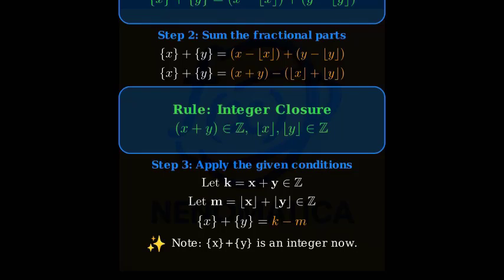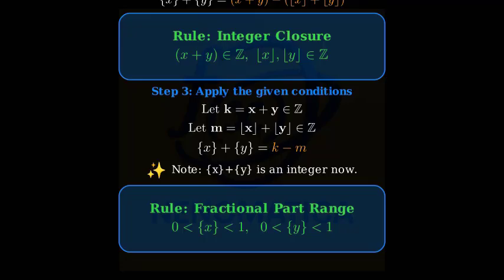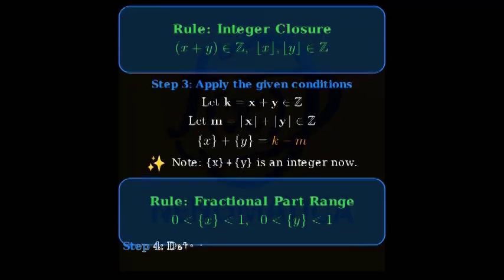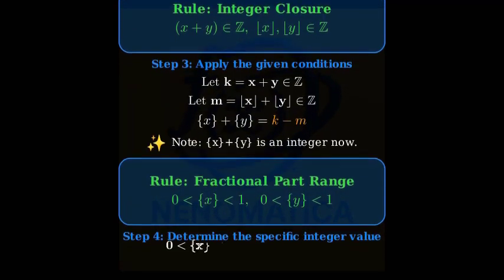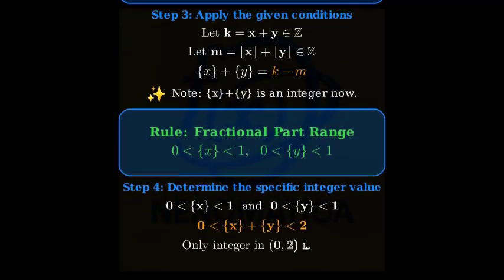Step 4. Use the range of fractional parts. A fractional part is strictly between 0 and 1 for a non-integer. Adding those ranges, the sum is between 0 and 2. Since the sum is also an integer from the last step, the only possibility is 1.